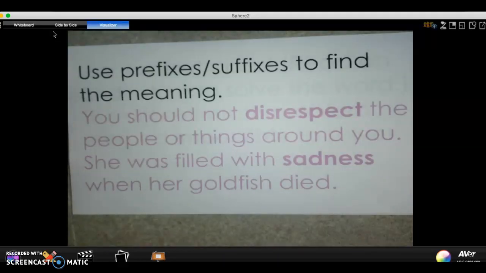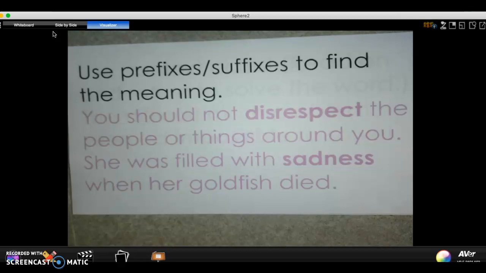Oh, prefixes and suffixes. Those are parts of a word that are at the beginning, which would be a prefix, or part of a word that's at the end, that would be a suffix, that also has a special meaning to it. It's part of the word that can't stand alone, but if you add it to another word, it can change the meaning of it. Let's check out my first sentence. You should not blank the people or things around you.